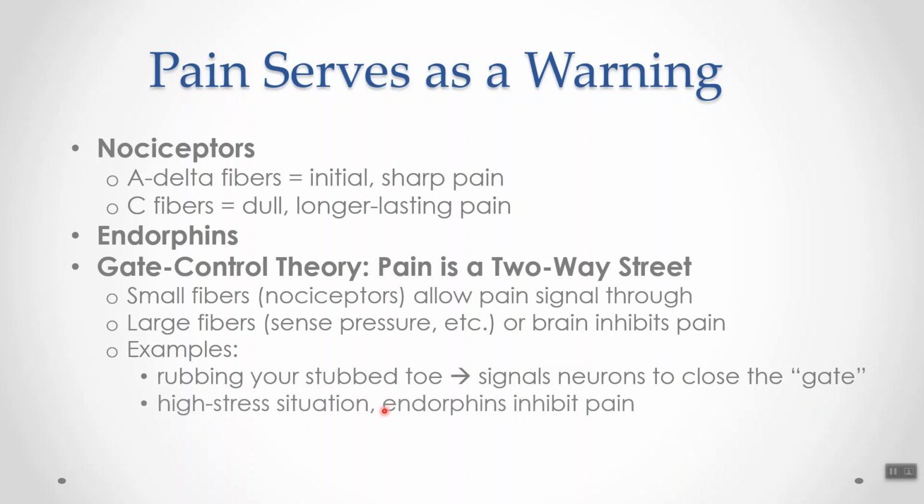In high stress situations, for instance, endorphins might also be released to inhibit some of your pain. Okay. So these are just some mechanisms through gate control theory that explain when some messages will get through, but some of them will get shut down depending on what kinds of messages are getting through and what we're sensing and what our brain is telling us to do. And maybe even us rubbing our toe, trying to help our brain shut down some of that pain.